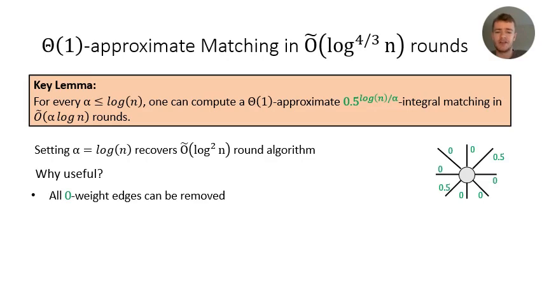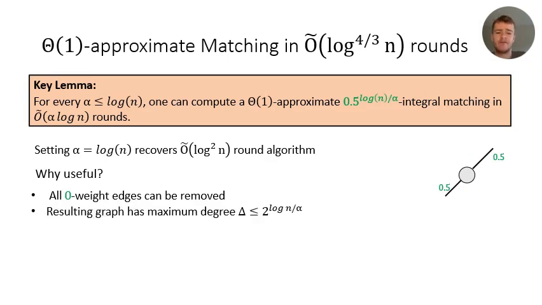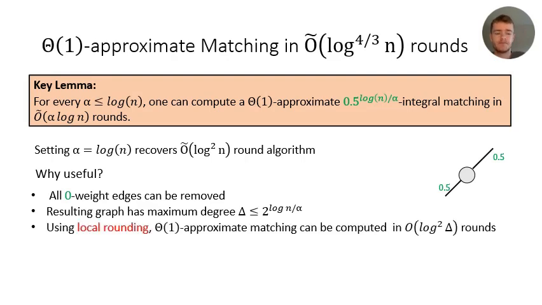And because we have a 0.5 to the log n over alpha integral solution, if we drop all the zero weight edges, the resulting graph has a maximum degree of delta at most 2 to the log n over alpha, because each remaining edge contributes a 0.5 to the log n over alpha fractional value. Now, using local rounding, what we have seen before in a black box manner, we can compute a constant approximate matching in the resulting graph in roughly log squared delta rounds.